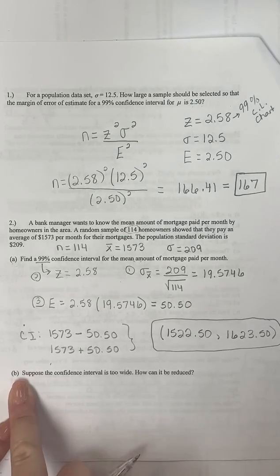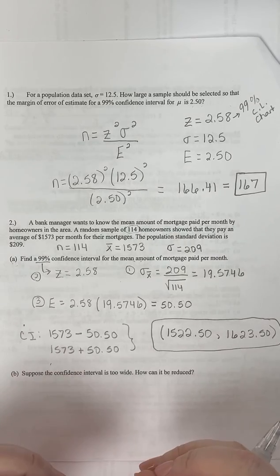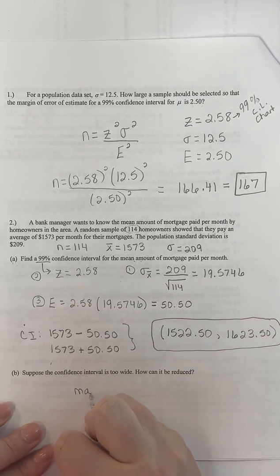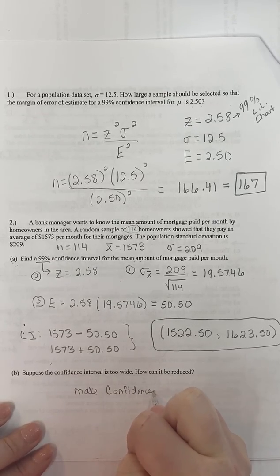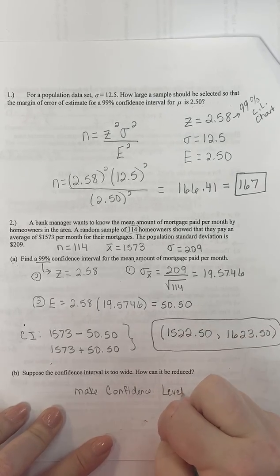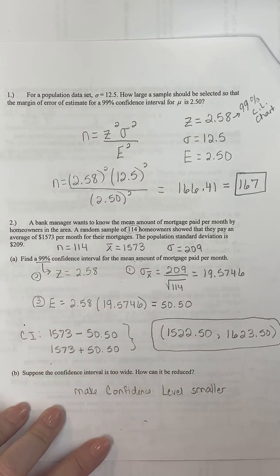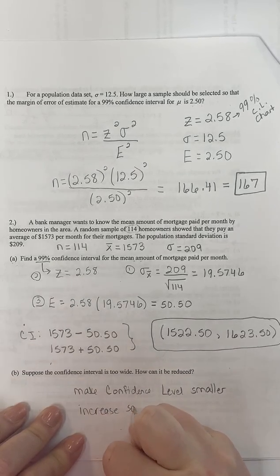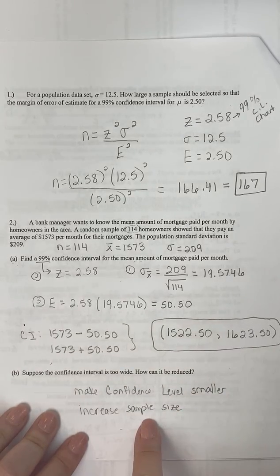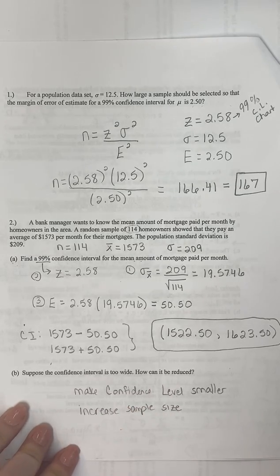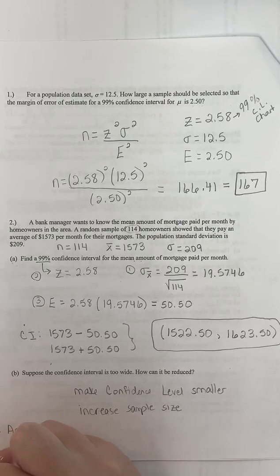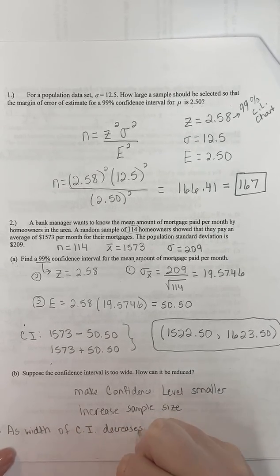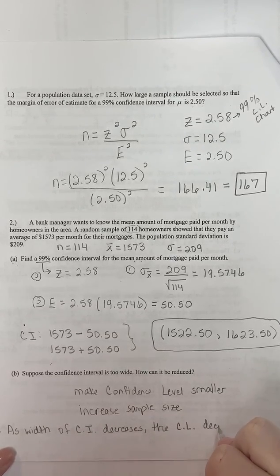Now part B says, what if this is too wide? How can you reduce it? Two ways. If we want to make the interval smaller, we can make the confidence level smaller. The other thing we could do, remember sample size is the opposite, we could increase sample size. Opposite motion for the sample size, same motion for the confidence level, okay? So make sure you note that as the width of your confidence interval decreases, the confidence level decreases.